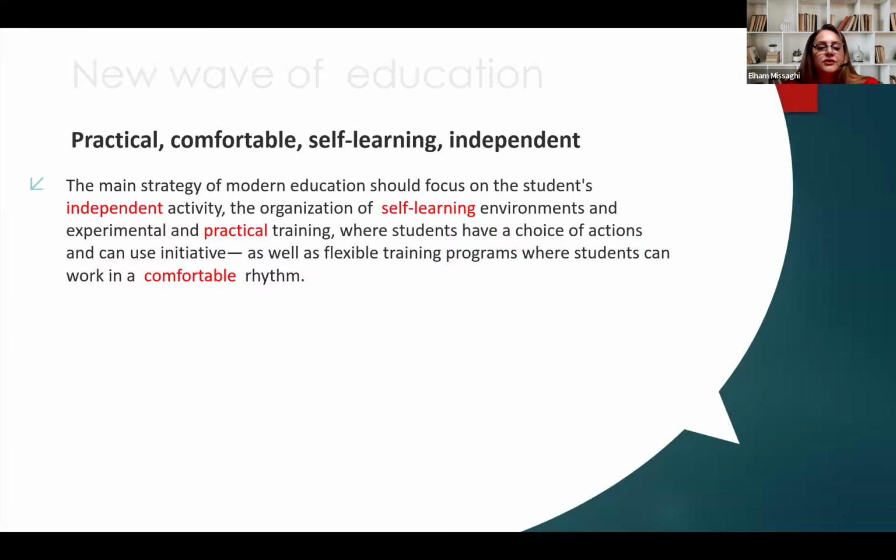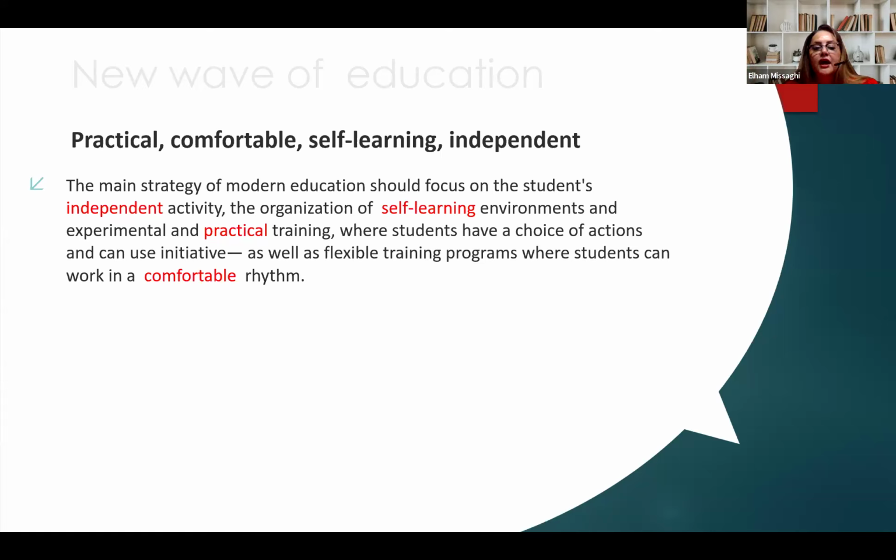So the main strategy, back to what I said, the main strategy of modern education should focus on students' independent activity, right? Each session we talk about the students' autonomy. They get their responsibility, right? And so the teacher helps them to understand. Like we give them their tools and we teach how to use these tools. But it's their creativity, how to fix the thing or how to make something.